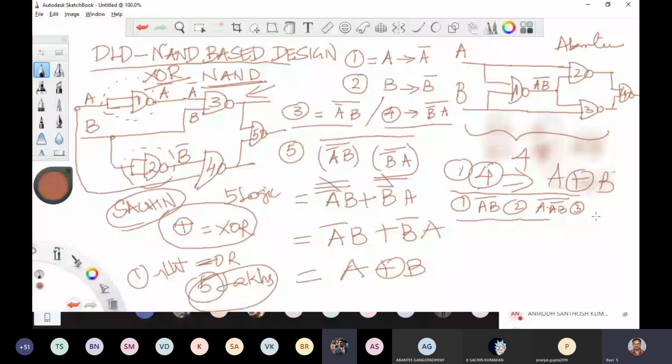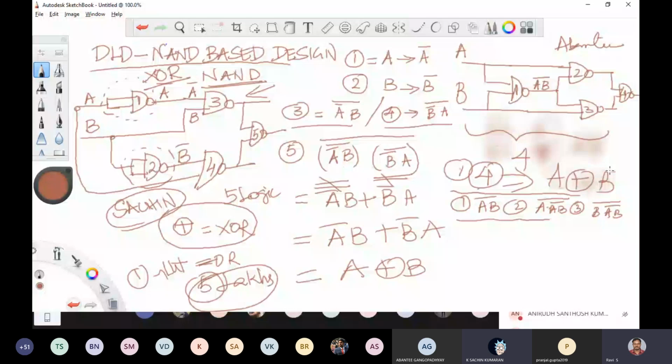Take A as one variable and A B whole bar as the second variable.